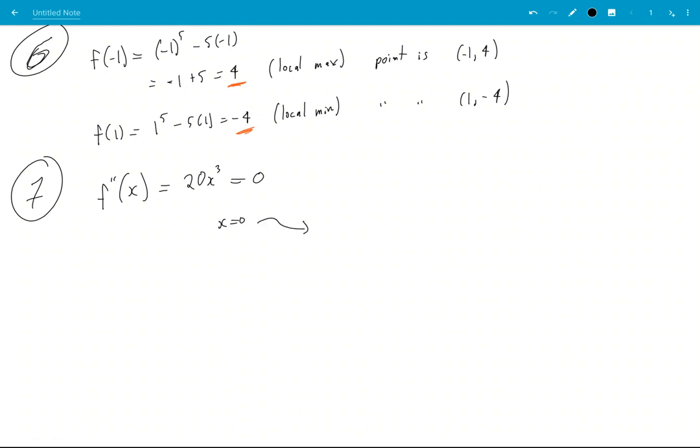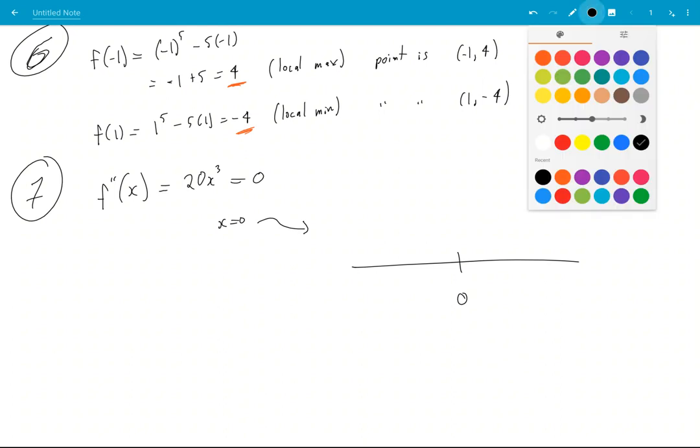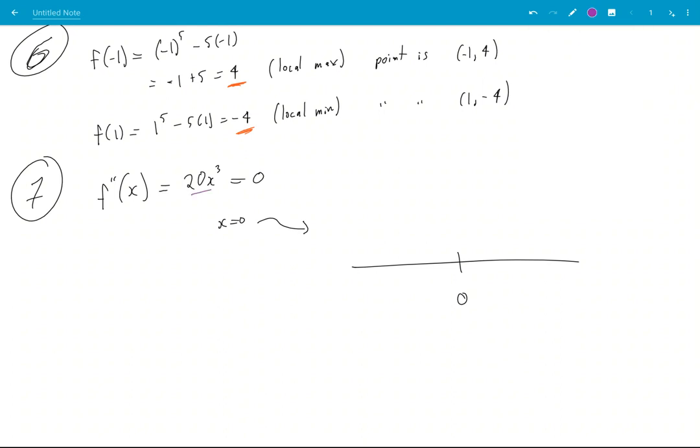Okay, which leads me to a number line for concavity. Now, test points again. If I plug in a negative number, I get a negative number there. If I plug in a positive number, I get a positive number. So I am concave down here, concave up here. All right, what's next?